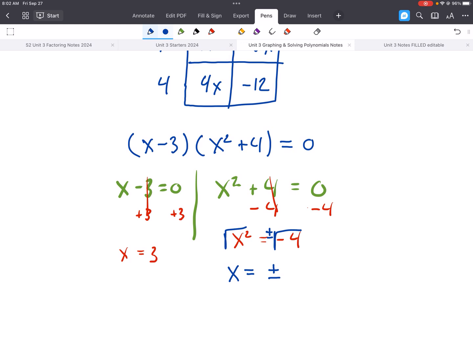And we need to go back and talk about what the square root of a negative is, right? If you were to put that into your calculator, that would give you an error. But the definition is this: i is equal to the square root of negative 1, okay? So if we have a square root of a negative, that will give us an i, and the square root of 4 is 2, so we'd get 2i. So those are our 3 solutions. We'd have 3, 2i, and negative 2i.